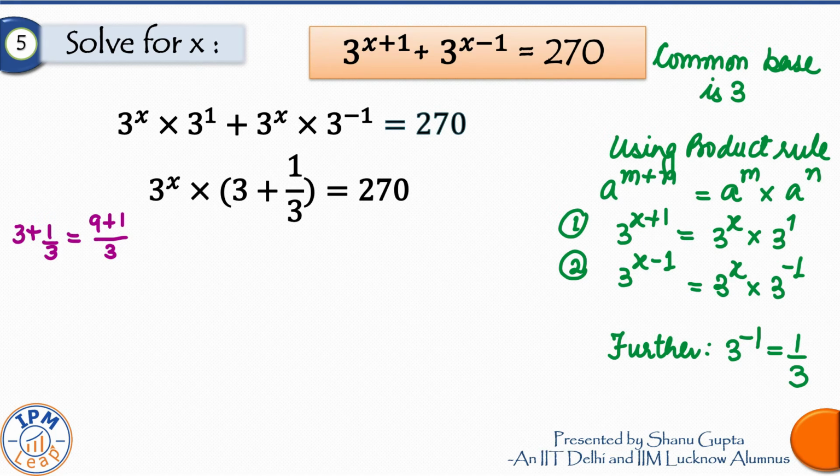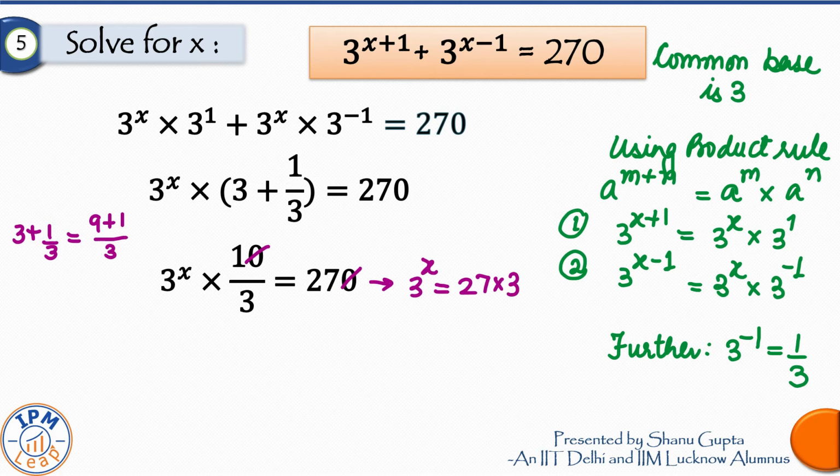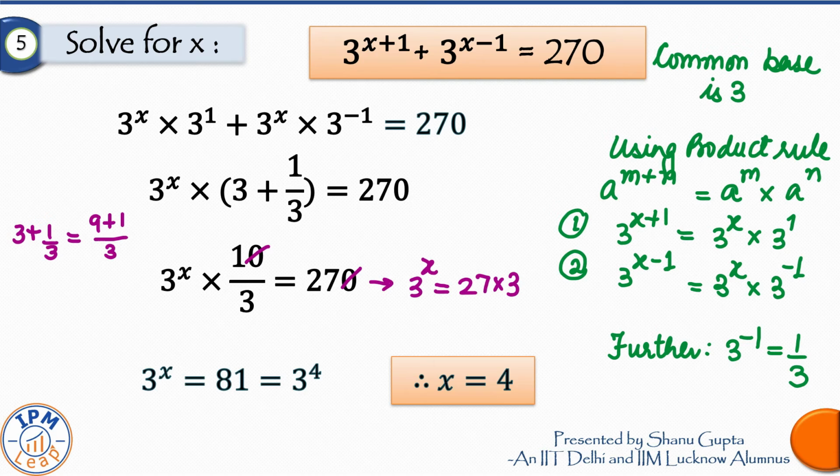So let us simplify our equation. 3 raised power of x into 10 upon 3 is equal to 270. Cancel 10 on both sides and take 3 to the right hand side. So 3 raised power of x is equal to 81. 81 is equal to 3 raised power of 4. So if 3 raised power x is equal to 3 raised power of 4, then x is equal to 4.